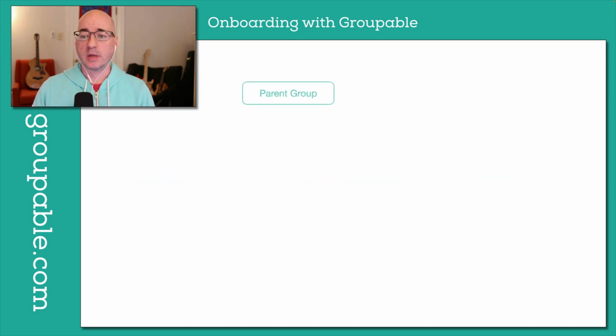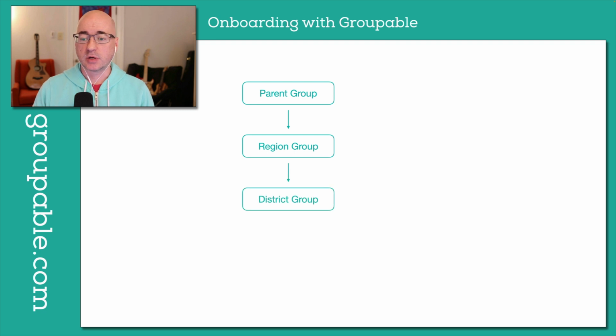So the big one is the structure of your organization. I'm just going to review that from our prior videos. We've got the parent group. Under the parent groups, we've got regions. Under the regions, we have districts. Under the districts, we have locals. Now, some of your organizations might not have the regions and districts. You might go straight from the parent group down to the local. That's okay. This stuff still applies to you.